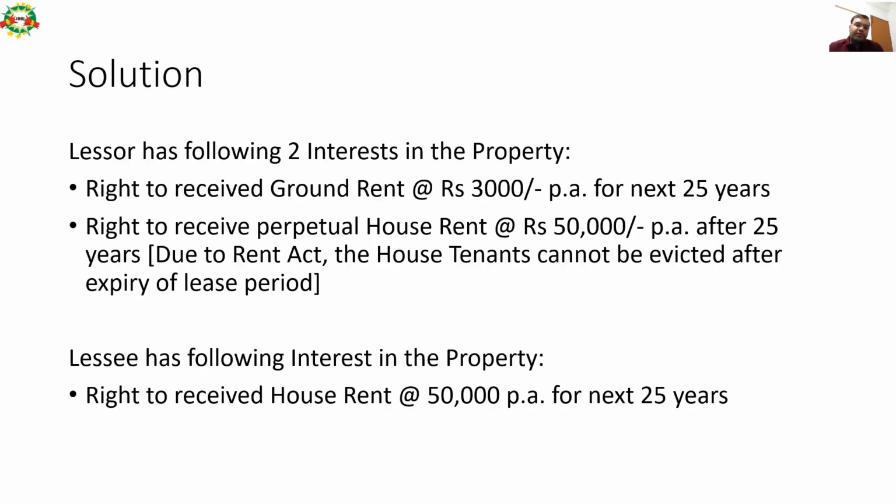Since after 25 years, the lessee will come out of the picture. However, the tenants who are staying in the property shall continue because the Rent Control Act is applicable. The tenants cannot be evicted after expiry of the lease period. So after that, the lessor will start getting annual house rent of ₹50,000 from the tenants directly. So accordingly we will calculate these things. And the lessee's rights include the right to receive house rent of ₹50,000 per annum for the next 25 years.